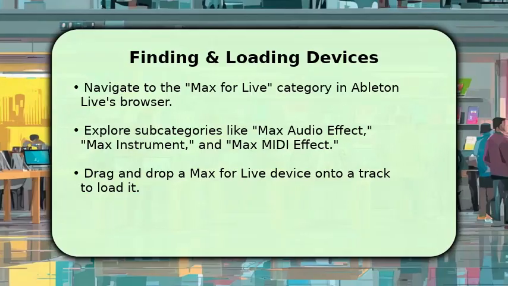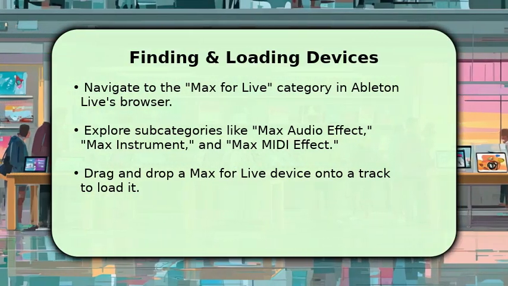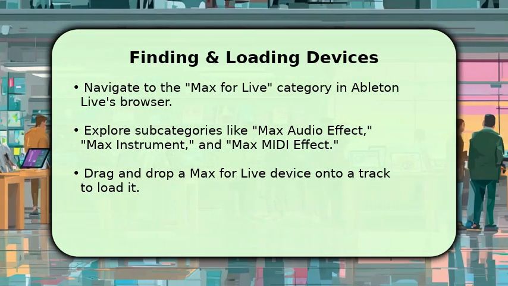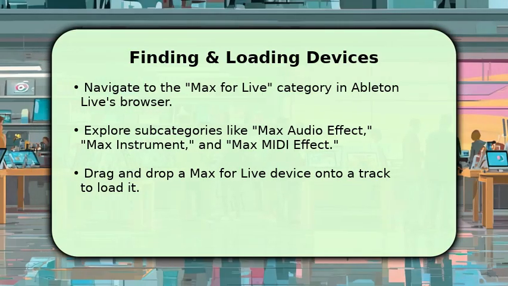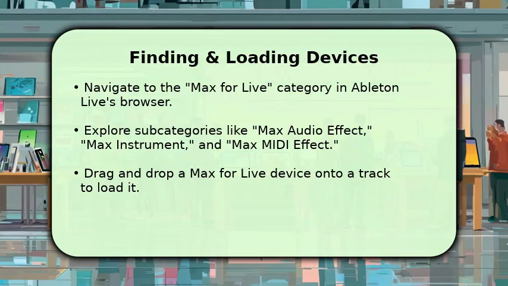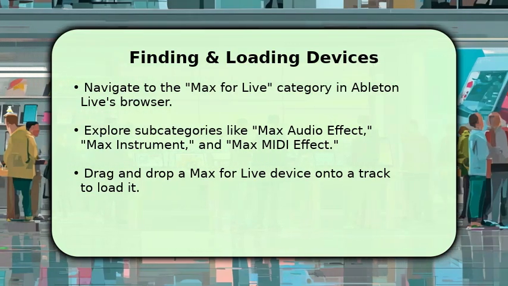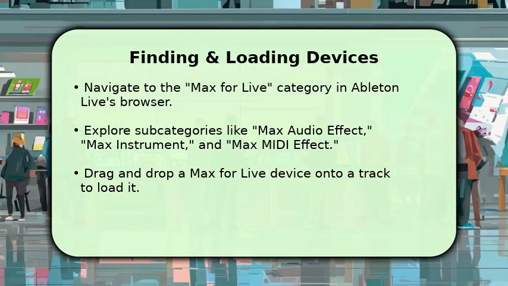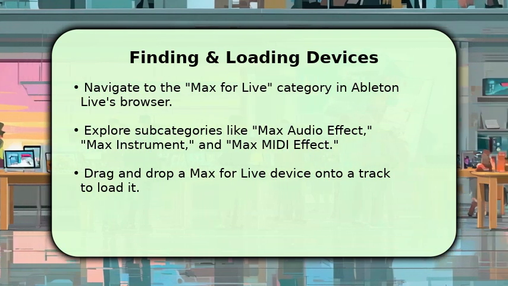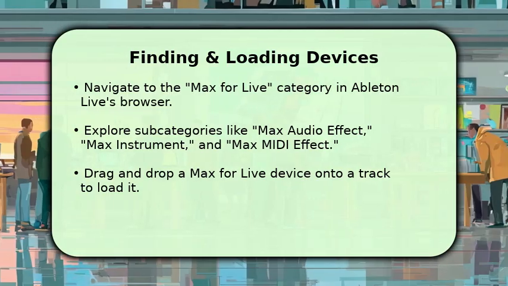projects. To begin, open Ableton Live and navigate to the Max for Live category within the browser on the left-hand side. Here, you'll discover various subcategories, including Max Audio Effect, Max Instrument, and Max MIDI Effect. Simply drag and drop your chosen Max for Live device onto an audio, MIDI, or return track, just as you would with any other Live device. Remember, a vast array of free and paid devices are also available online from the Ableton website and other developers.